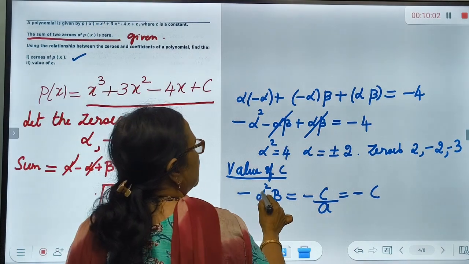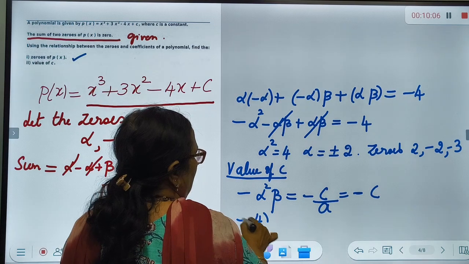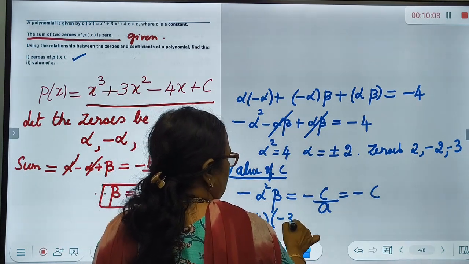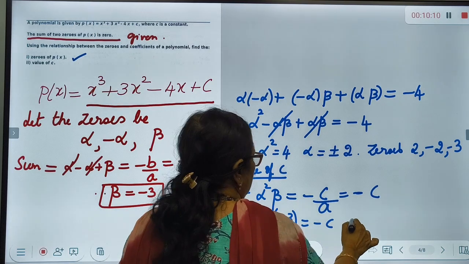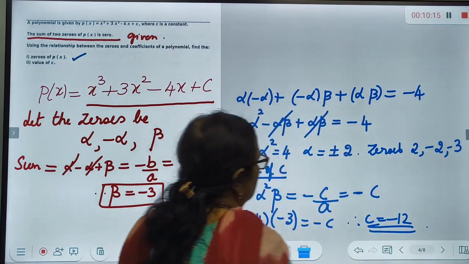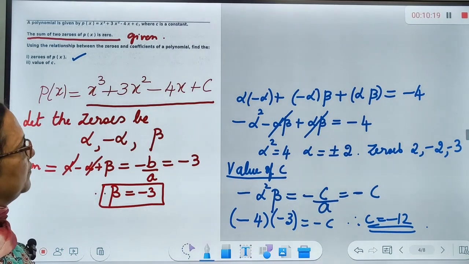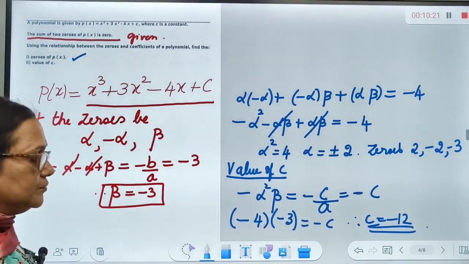Now what is minus alpha square? Minus 4 into beta, which is minus 3, equal to minus c. Therefore, c equal to minus 12. So we have found the value of c. C is equal to minus 12. Is it clear?